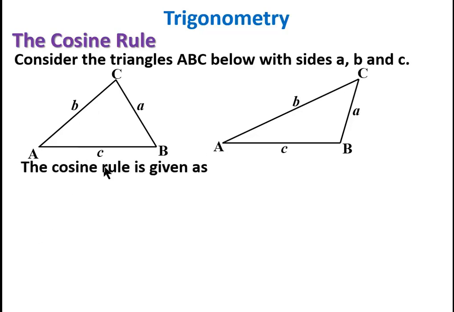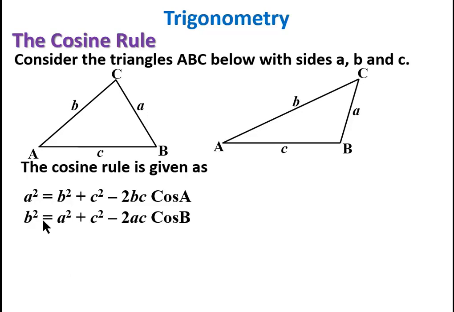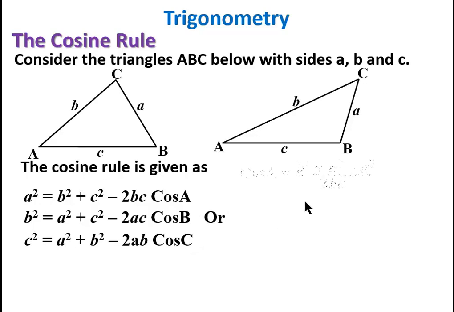In any case, the rule is given as A squared is equal to B squared plus C squared minus 2BC cos A. That is for calculating side A. For calculating side B, I have B squared is equal to A squared plus C squared minus 2AC cos B. And for calculating side C, I have C squared is equal to A squared plus B squared minus 2AB cos C.